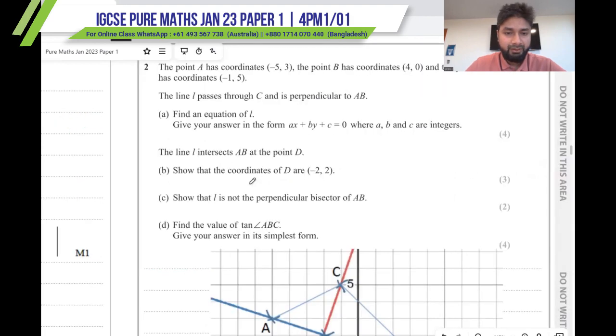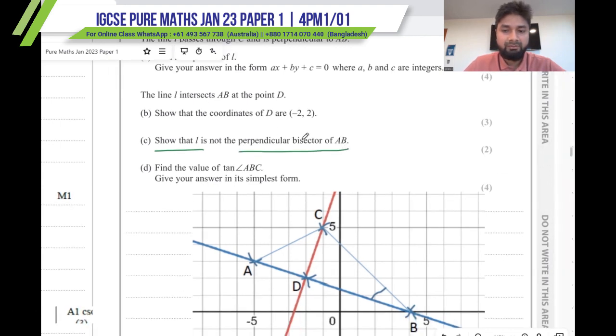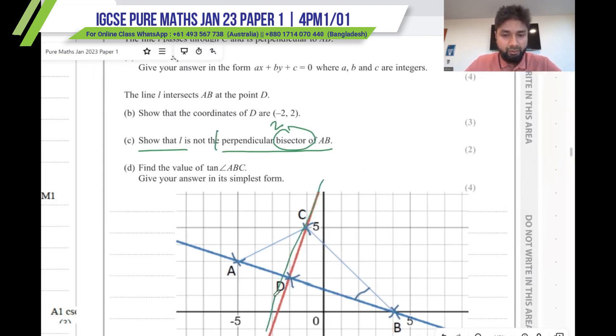It says, show that L is not the perpendicular bisector of AB. What do we mean by bisector? Bi means 2. So it's saying show that the line L does not cut the line AB into 2 equal parts. We can clearly see that it's not 2 equal parts, right? But still we have to prove it. How can we prove it?